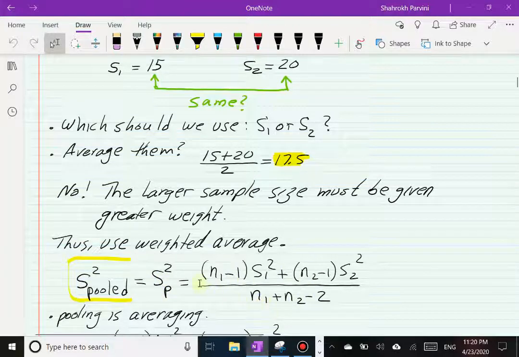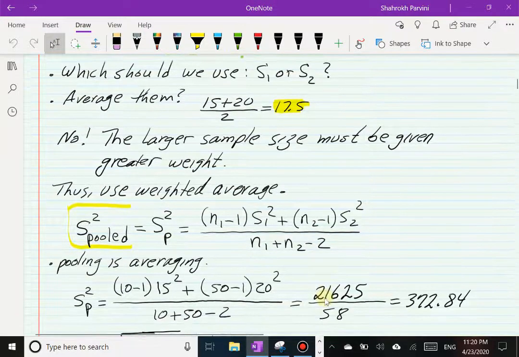And here's a formula that we have, the way it's averaged based on the sample size. We do N1 minus 1 times S1 squared plus N2 minus 1 times S2 squared, over N1 plus N2 minus 2. So this is the way they pool them.